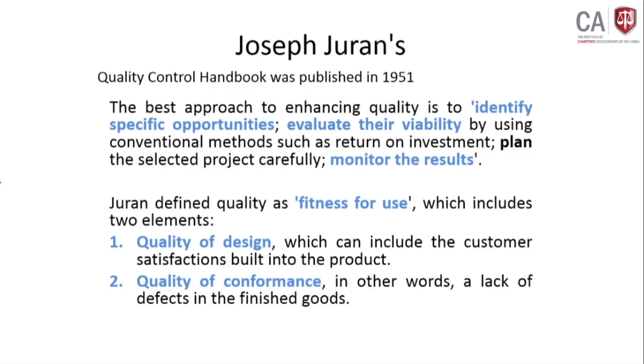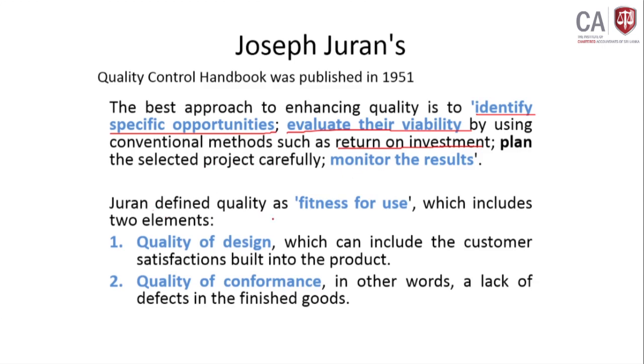Joseph Juran, what is he saying? The Quality Control Handbook was published in 1951. He has published a Quality Control Handbook. The best approach to enhancing quality is to identify specific opportunities. He is saying to identify specific opportunities, evaluate their viability by using conventional methods such as return on investment. ROI is mentioned. Plan the selected project carefully, and monitor the result.